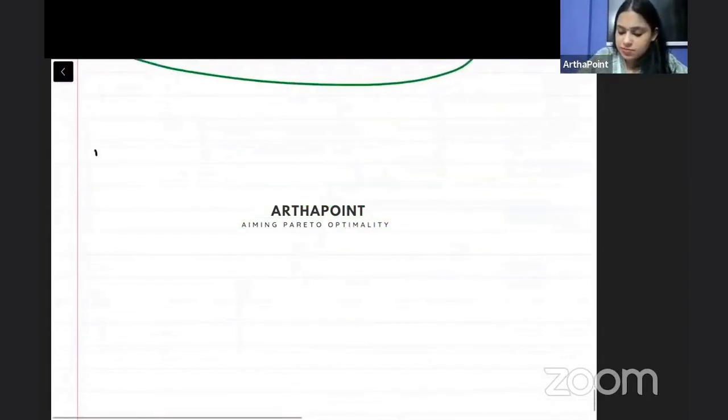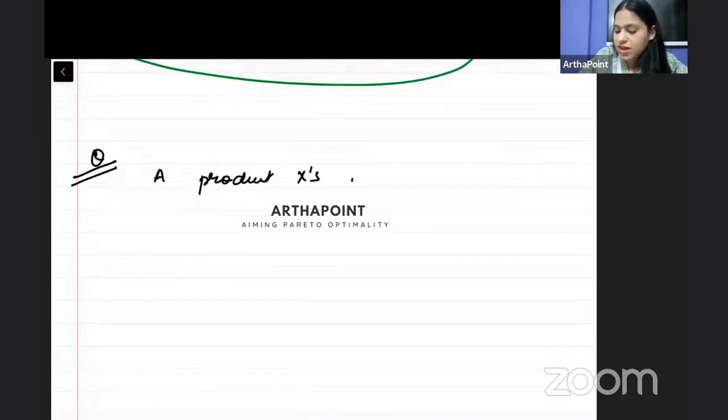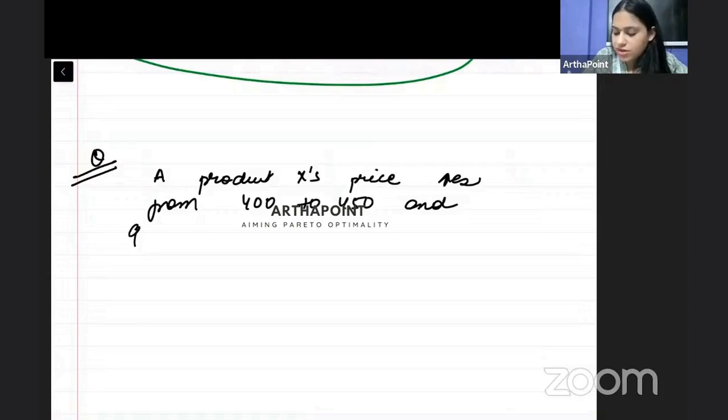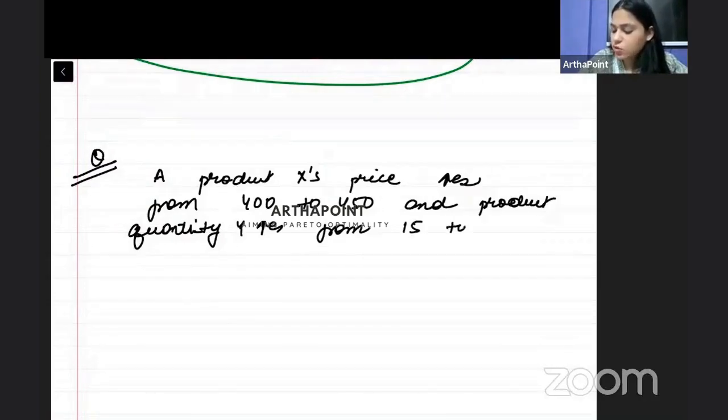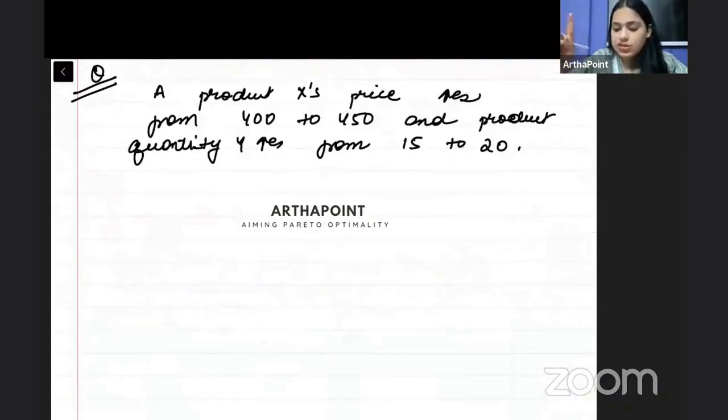ओके, नेक्स्ट क्वेश्चन बेटा. A product X price increases from 400 to 450 and quantity of product Y increases from 15 to 20. Then which of the following statement is correct?